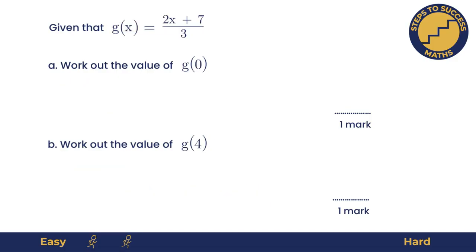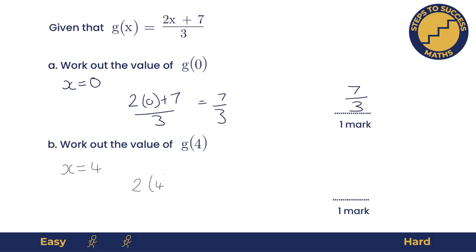Given that g of x is equal to 2x plus 7 over 3, work out the value of g of 0. So it's kind of doing the same thing. We've got this function. Now we want to do it when x is 0. 2 times 0 plus 7 divided by 3. That's 7 over 3. You don't need to simplify your answer, just write 7 over 3. Part B, work out the value of g of 4. 2 times 4 plus 7 over 3. That's 8 plus 7 is 15 over 3, which is 5.